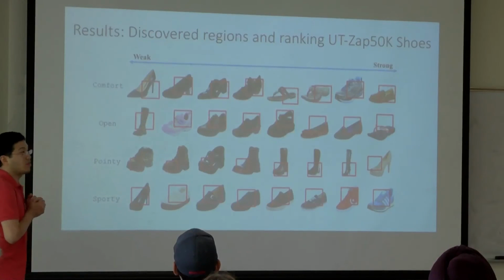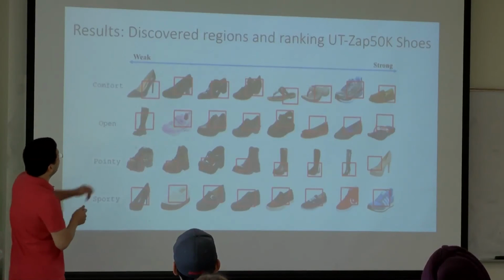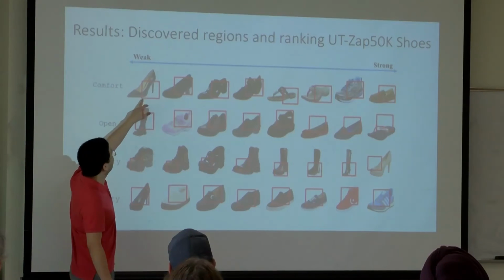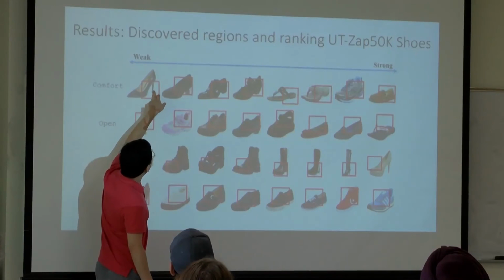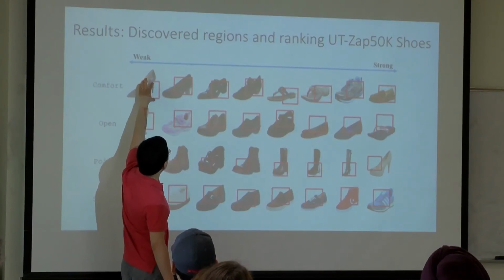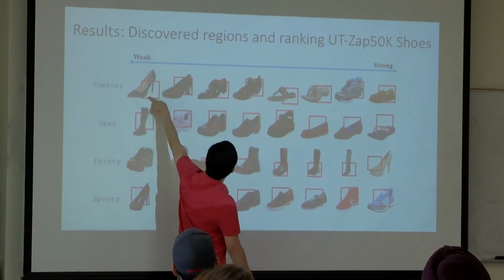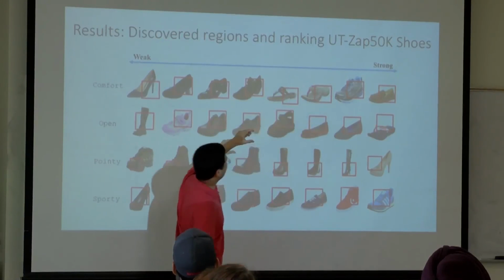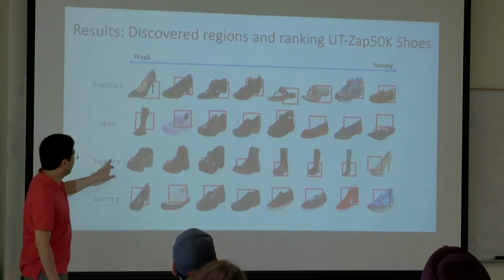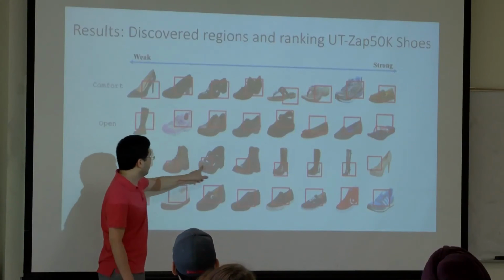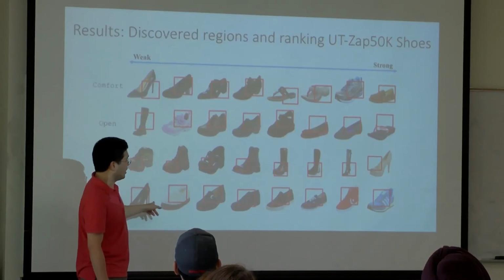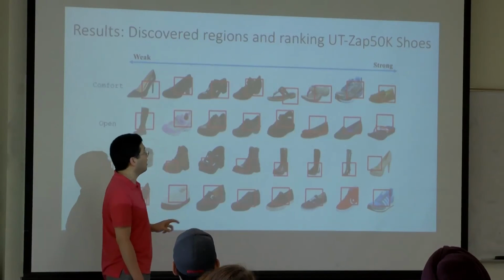So here are some results for shoes. For the attribute comfort, our method has figured out that if you have high heels, it's going to be uncomfortable, right? So it's focusing more on the heel size. You can see from here to there, the length of the heel gets shorter and shorter. This one is for pointy, so it's correctly localizing towards the front of the shoe. And for sporty, I think it's looking at whether the shoes have laces or not.